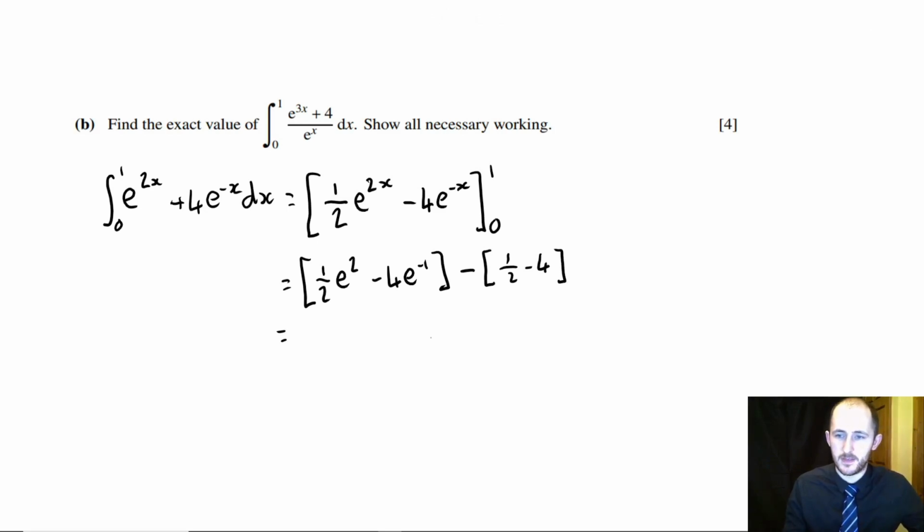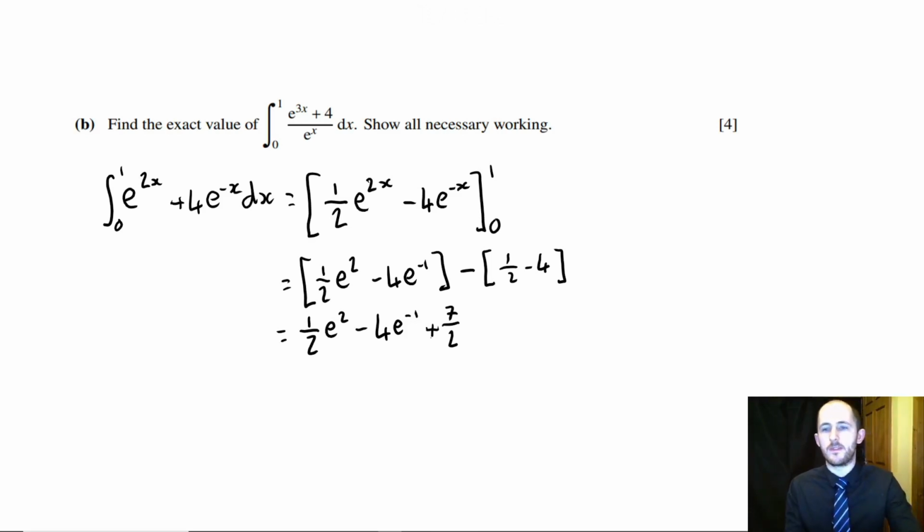So that would be a half e squared minus 4e to the minus 1. And then a half minus 4 would be minus 7 over 2. So then minus over minus would become plus 7 over 2. Nice and easy, hopefully, once you, again, know the actual formulas you need to remember, and the integration results is key to this.